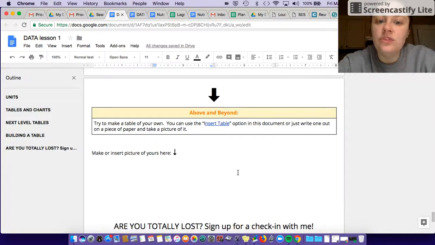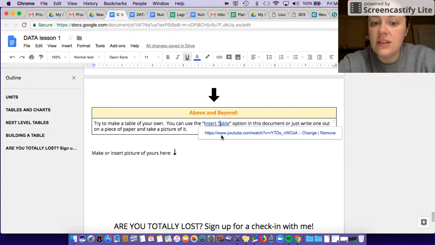I want you to try to do that. You can use the insert a table option. I've made a little video on how that works. Or write it out on a piece of paper. It doesn't have to be very complicated. It doesn't have to be very exciting, right? You're not conducting a real scientific experiment here. You're just figuring out how to record data and look at it in a table.